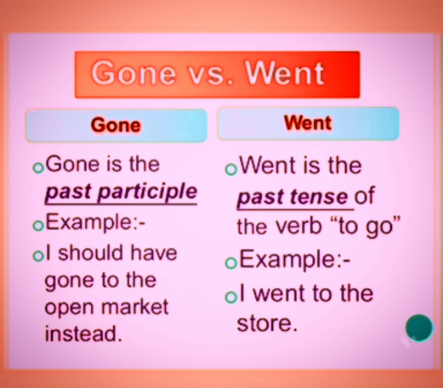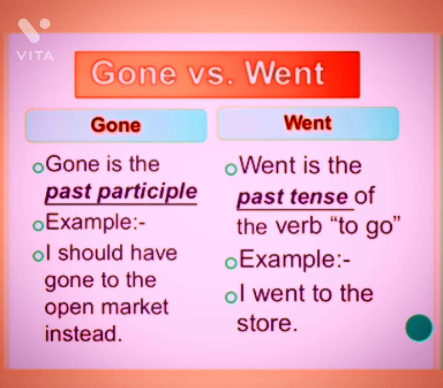Next is gone versus went. It's a very common mistake I have observed. Gone is the past participle, and it can be said to be the third form of the verb. I should have gone to the open market instead. Mostly it is used in perfect tenses, where we use has, have, and had, and in passive voice also.